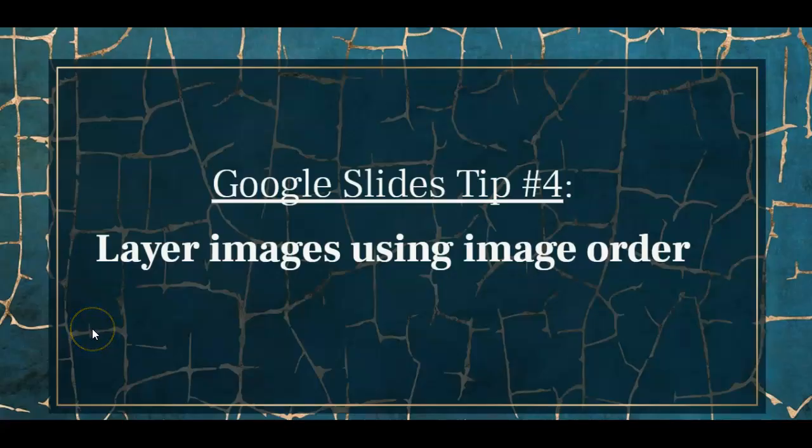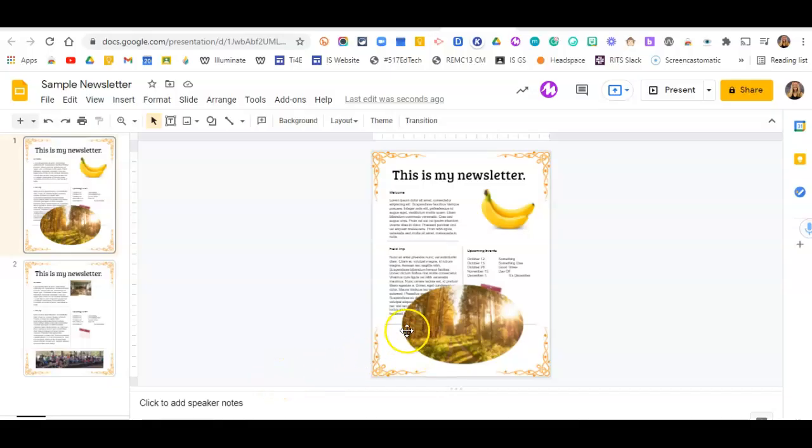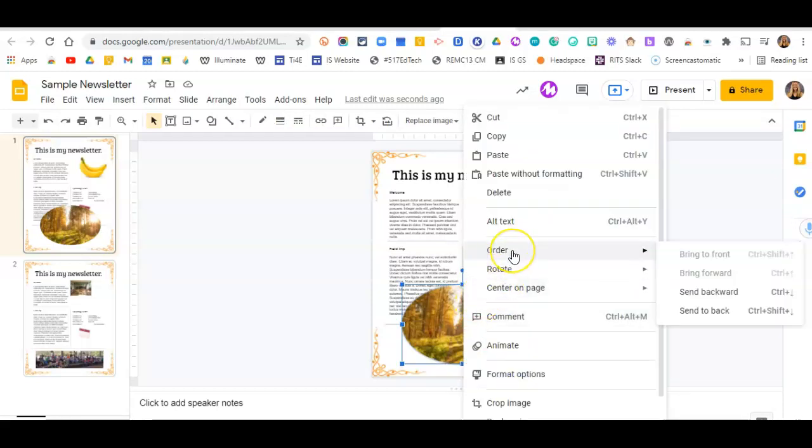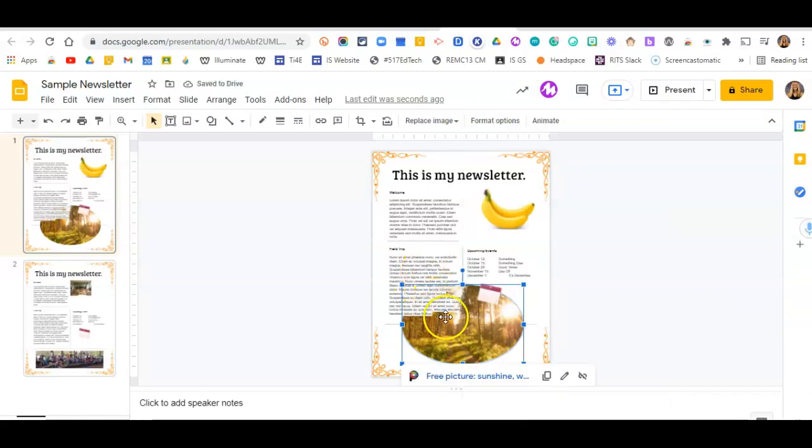My next tip is I'm going to show you how to layer images using image order. So you can send images to the back or bring them to the front to layer them in your template. Right now this image is in the front, right in front of the text here. Let's say I want to bring it to the back so the text overlays the image. So I would select the image, right click, and then go to order, and then you can see that my options are to send backward or send to back. So if I select send to back, now the text is overlaying the image.